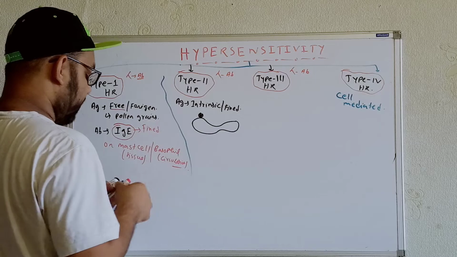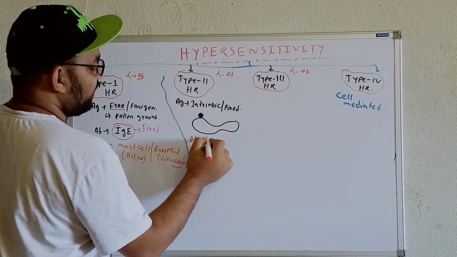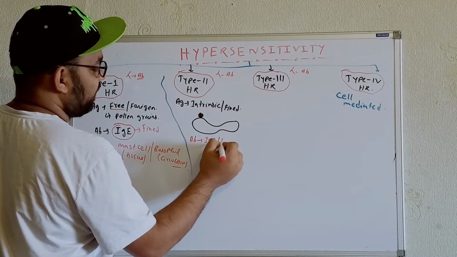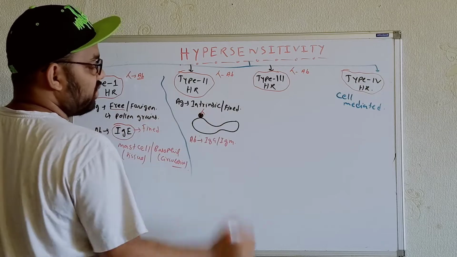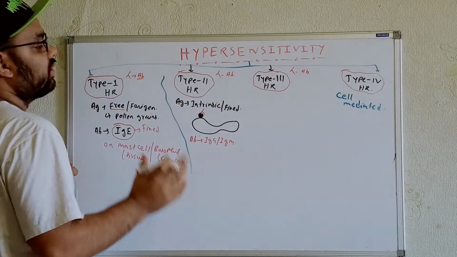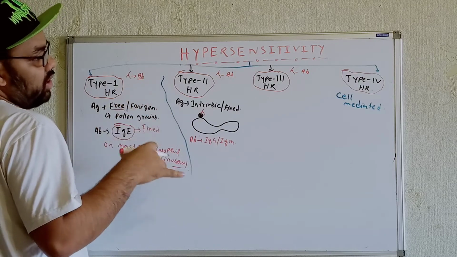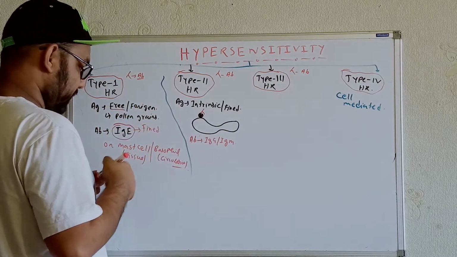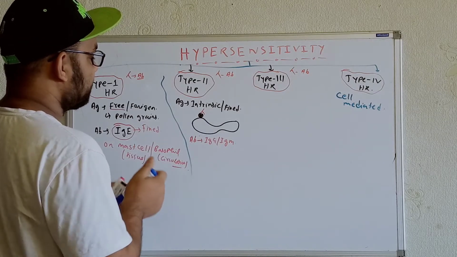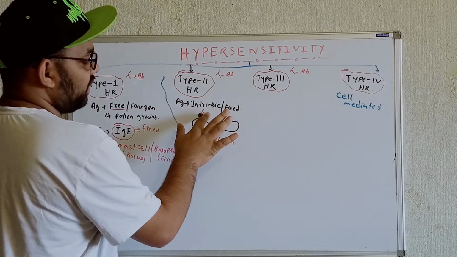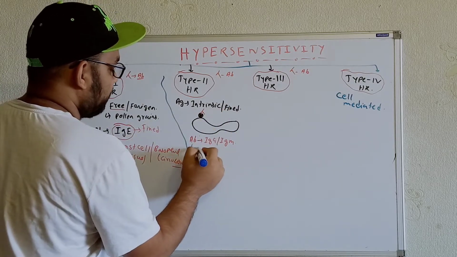Now what type of antibodies will we get here? If we talk about the antibody, we will get IgG or IgM. These antibodies will come over here and do the reactions further. We'll talk about this in detail when I discuss type 2 hypersensitivity specifically. In these cases the antibody is not fixed; the antibody will be in the free form.